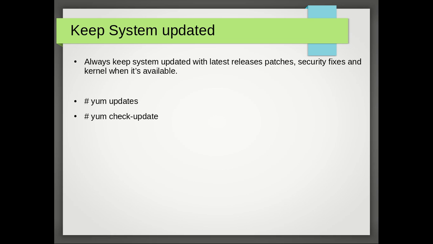Next is keep your system updated. Always keep the system updated with the latest releases of patches, security fixes and kernel when available. Use yum update command to update RPM packages, and use sudo apt-get update for Ubuntu-like systems. Next is lock down the cron job.